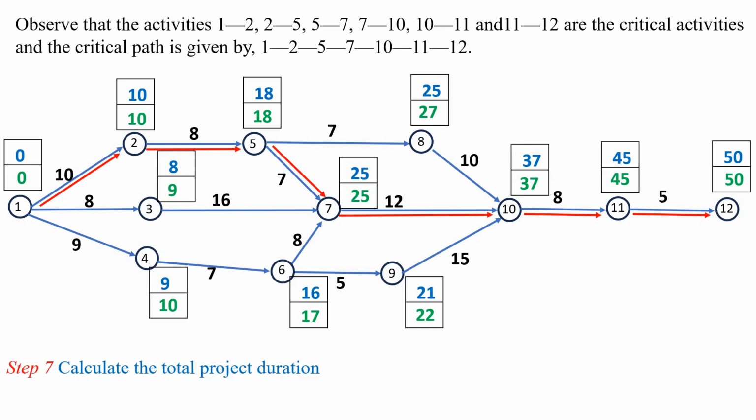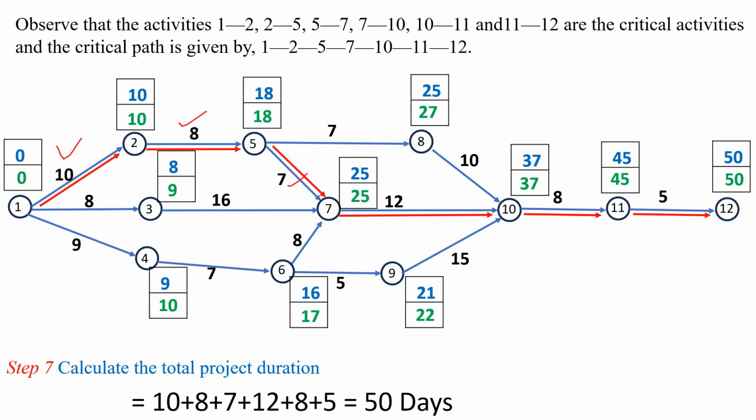Then I have to calculate the total project duration. So total project duration is the time duration for the critical path. So that is the summation of 1 to 2, that is 10, plus 8 plus 7 plus 12 plus 8 plus 5. So total time duration of the project is 50 days. This is the solution. Thank you.